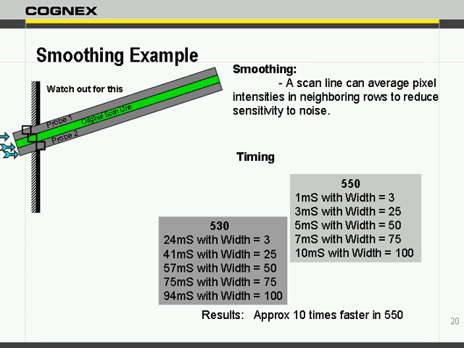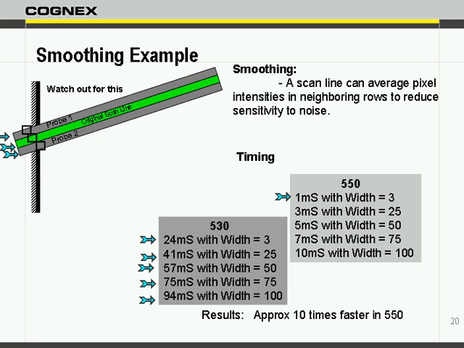What you're seeing here is that on a 530 camera, with a width of 3, it's taking about 24 milliseconds. With a width of 25, 50, 75, as you can see, we're increasing the time significantly there. So this is something you can take advantage of, but of course we always want to be aware of at what cost.